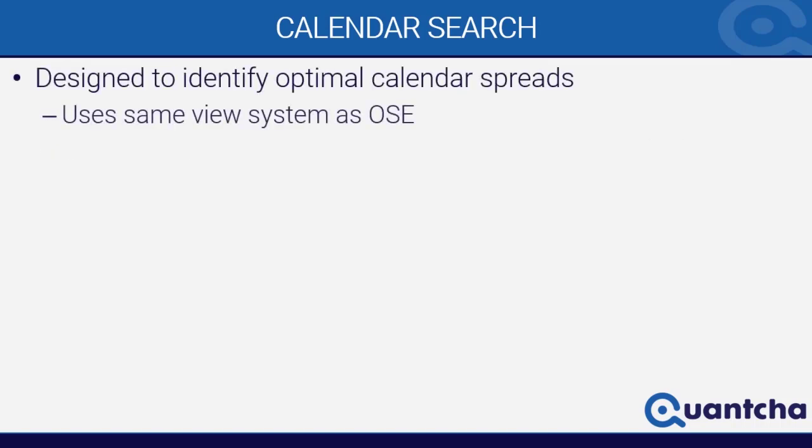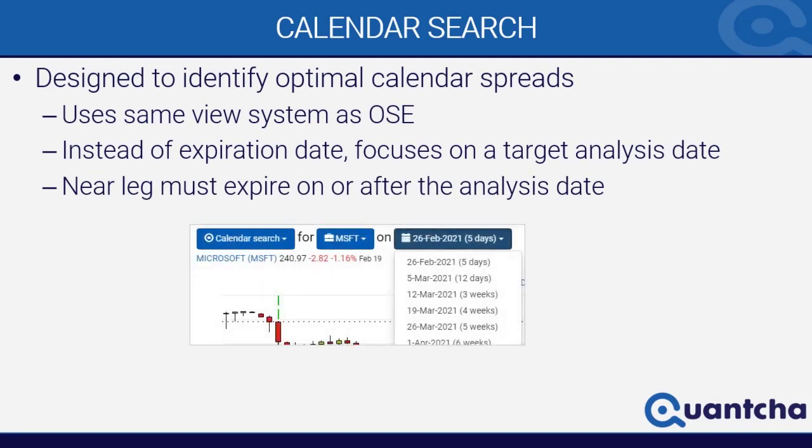Now, the calendar search itself is intended to find optimal calendar spreads, which means typically a long and a short put or call at different expirations. If you're dealing with vertical trades, stay with the options search engine. But if you're looking for calendar trades, and this could also be a put and a call that are long or short, or it could be a double long call, double short put, whatever it happens to be, then the calendar search is going to help you find the optimal trades you're looking for.